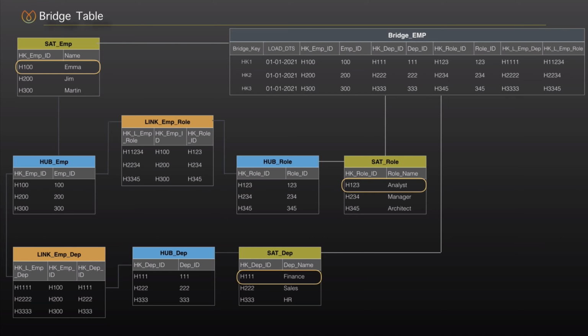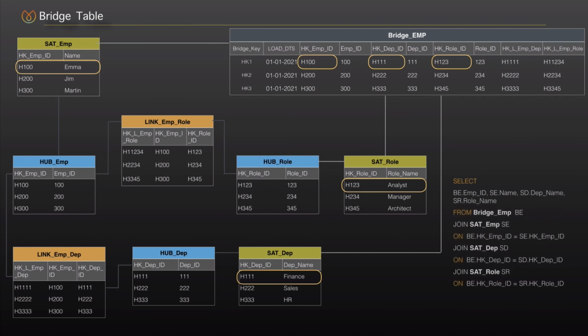But the bridge table includes all start and target hash key and business key information, which prevents me from passing through all these tables. I can directly query the required business key from the bridge table and join the bridge table to satellites and reach the targeted information without adding multiple joins. You see the SQL statement is much more simplified, so we have fewer joins and achieve better performance.